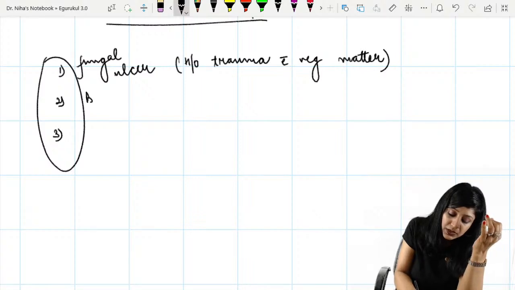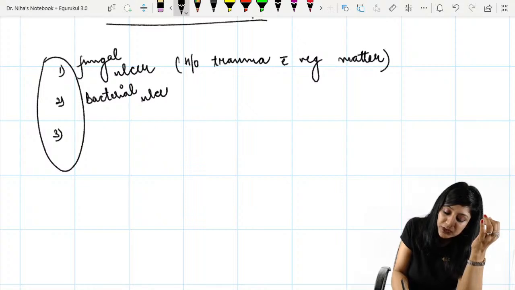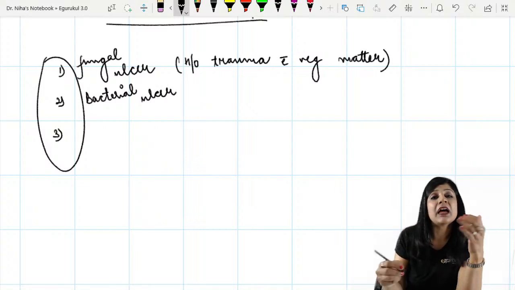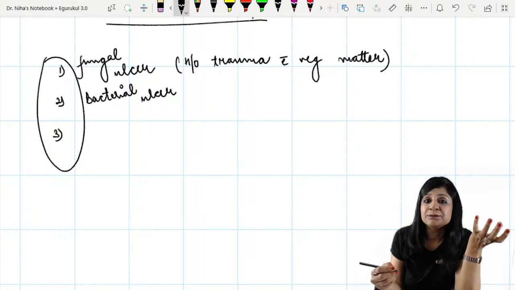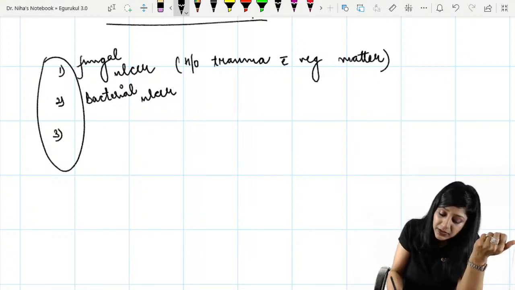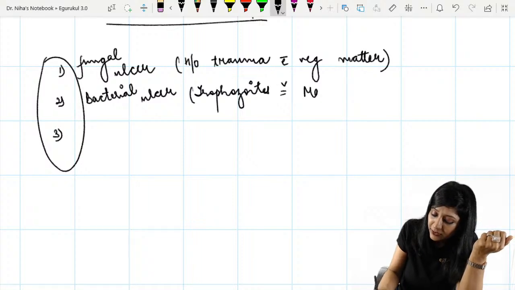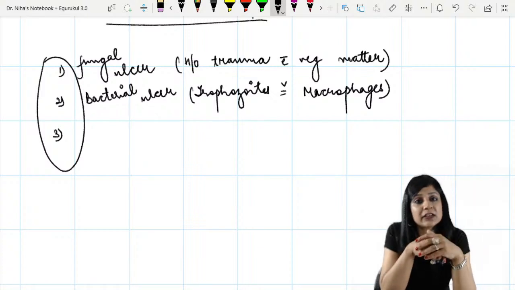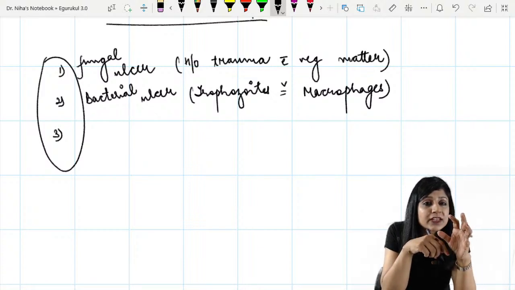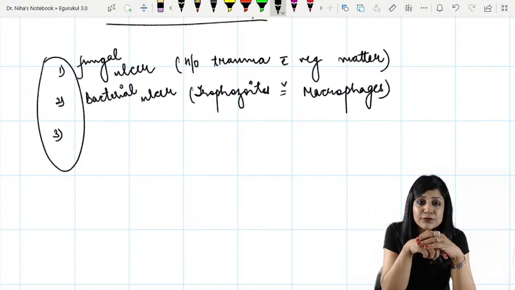Number 2, confusion with the bacterial ulcer. If we have a confusion with the bacterial ulcer, you can look at the active stage of this acanthamoeba. The active stage is actually the trophozoites. Trophozoites is the active stage which actually resemble the macrophages. And we know that macrophages will be present in the bacterial corneal ulcer. So sometimes you are seeing the trophozoites and you are confusing it with the macrophages.